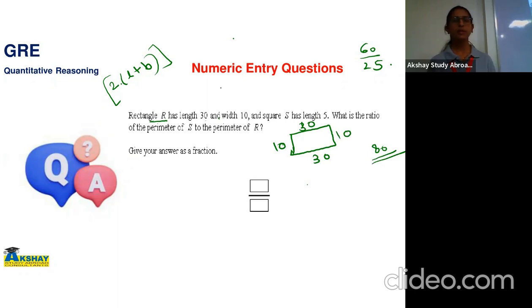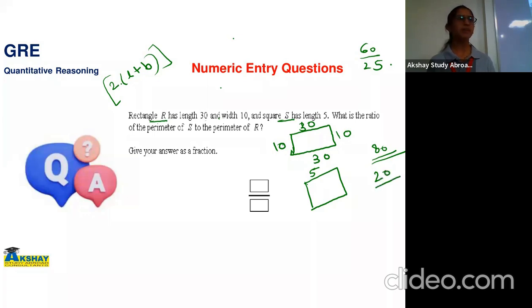Okay. Now perimeter of square. Again, draw the figure and mark the length of side. For square, all sides are equal, you know. So perimeter of square is 5 plus 5 plus 5 plus 5, 20.